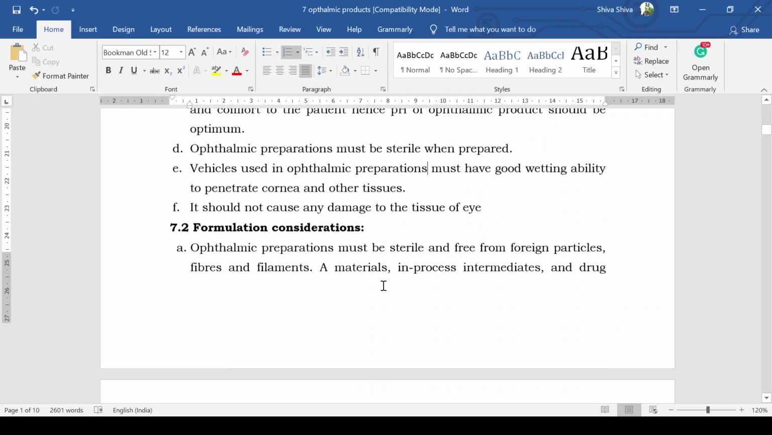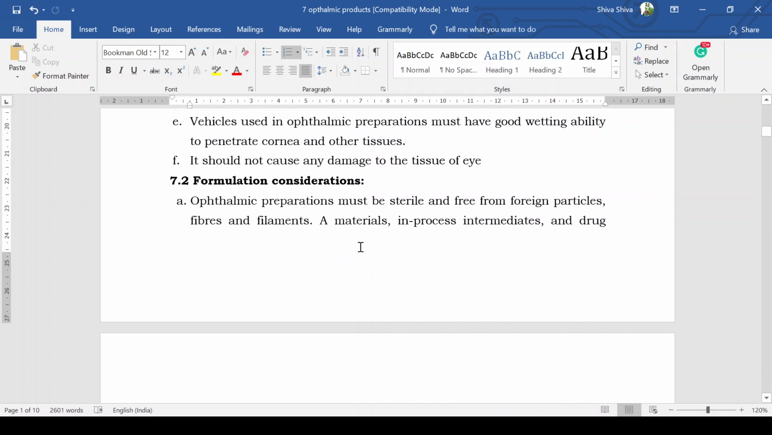Next one is the formulation consideration. Ophthalmic preparations must be sterile and free from foreign particles, fibers and filaments.